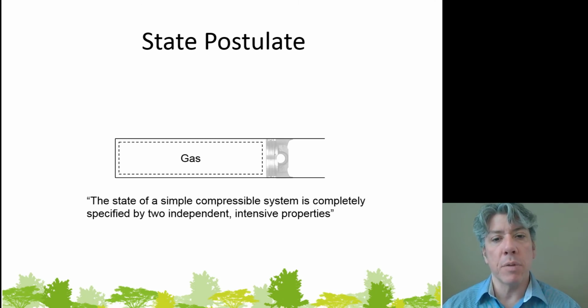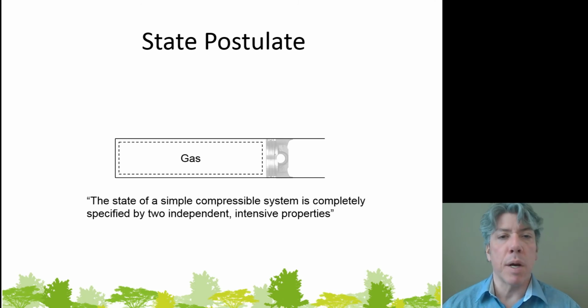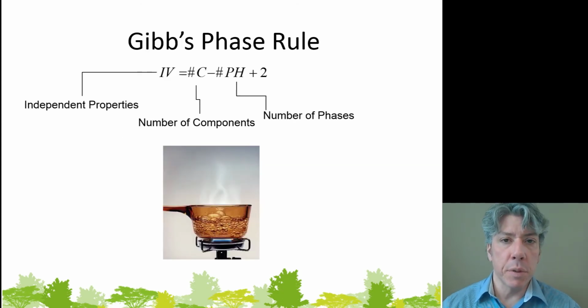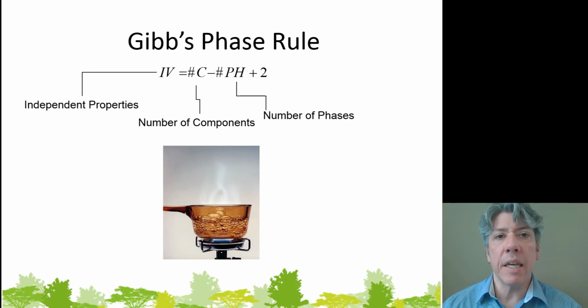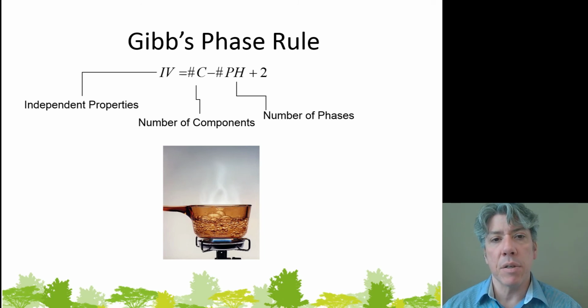So for simple compressible systems, it only takes 2 independent intensive properties, where intensive properties means they are specific properties per unit mass, or properties that do not depend on how big the system is. Now, Gibbs phase rule is something you probably have not heard of before, but when you have more than one phase present, you can calculate the number of independent properties that must be specified to fully define the properties of the mass in the system.